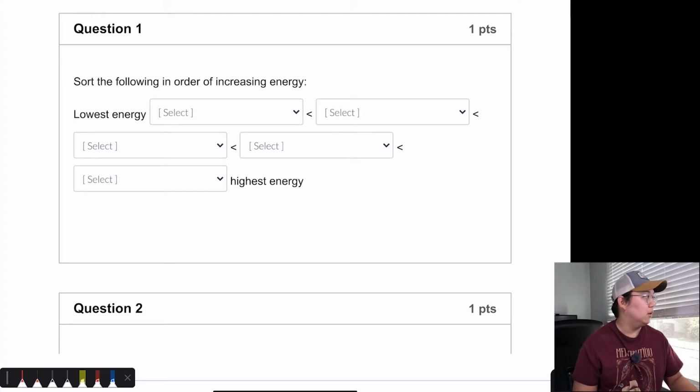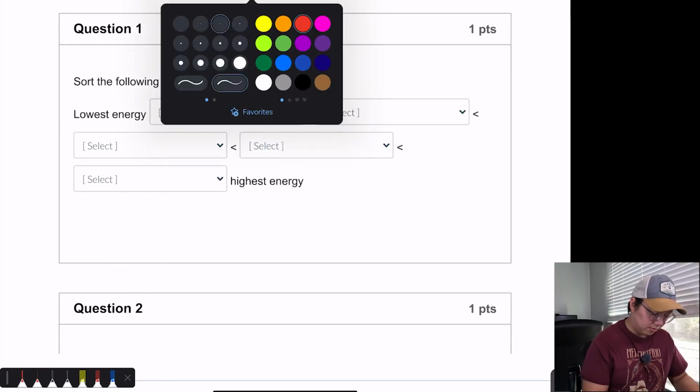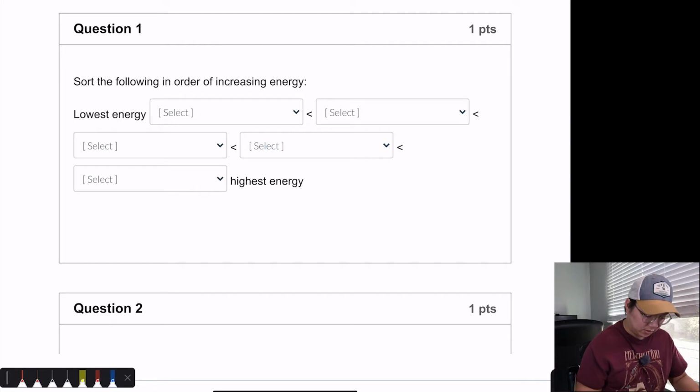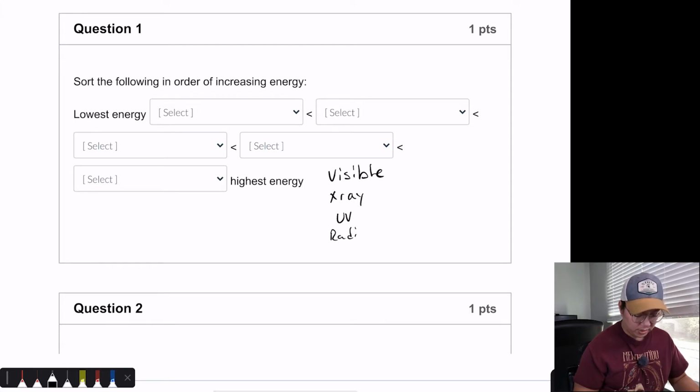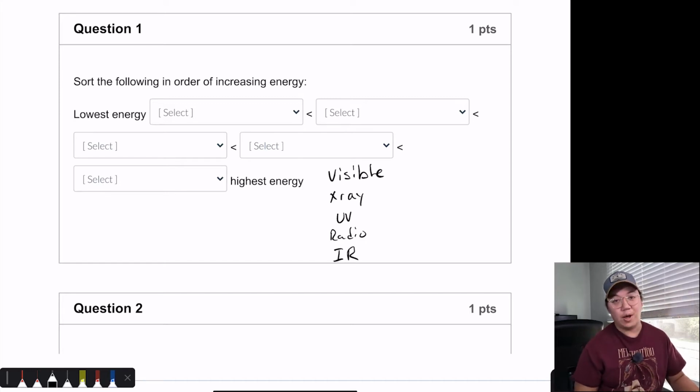I can't see what those options are here. So we have a few different options here. We have, let's see, I gotta write these somewhere. Visible radiation. We have X-ray radiation. We have UV radiation, we have radio radiation, and we have IR or infrared. So for each of these boxes, you have all of these options. We want to sort these from lowest energy to highest energy.